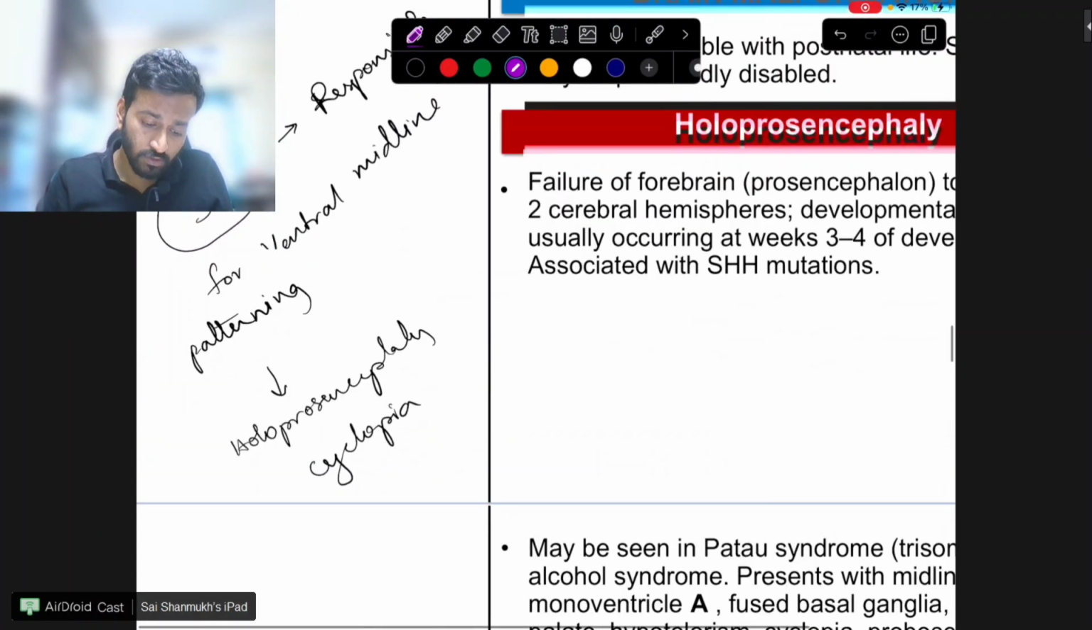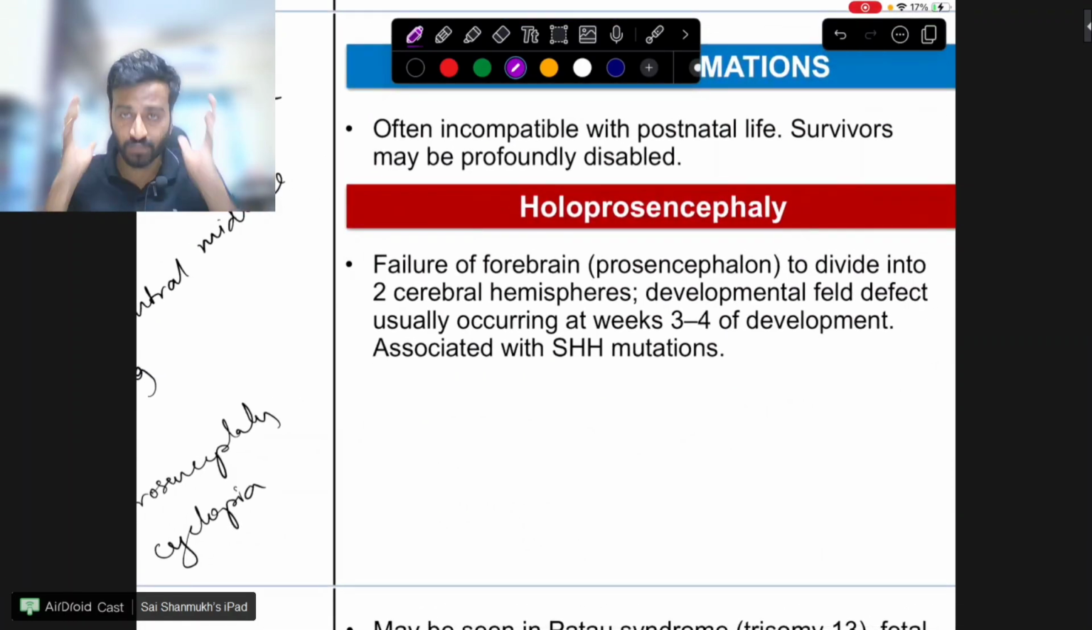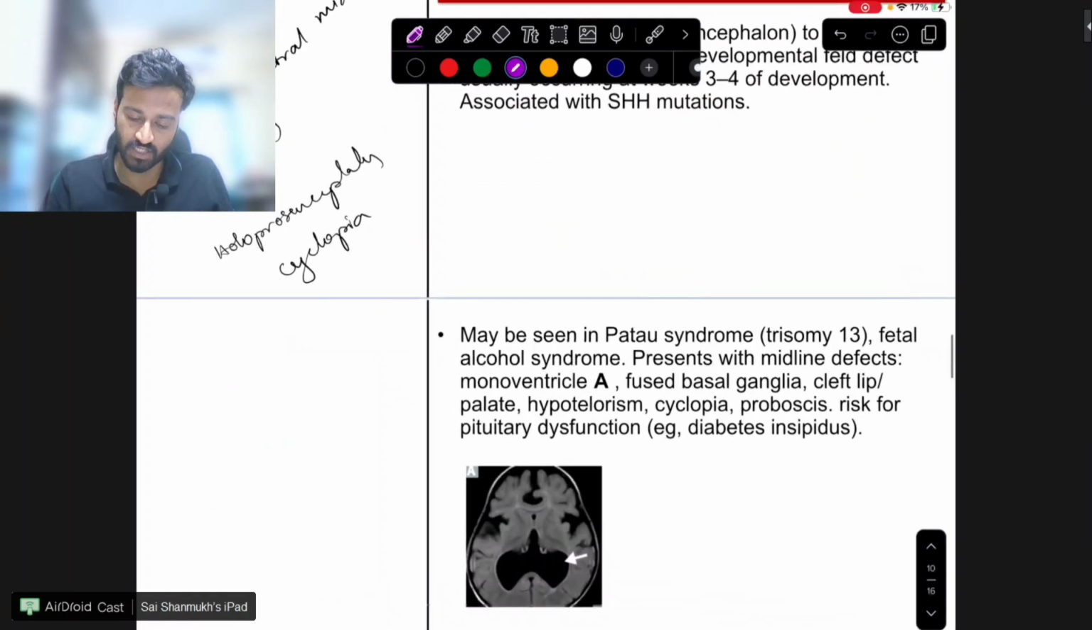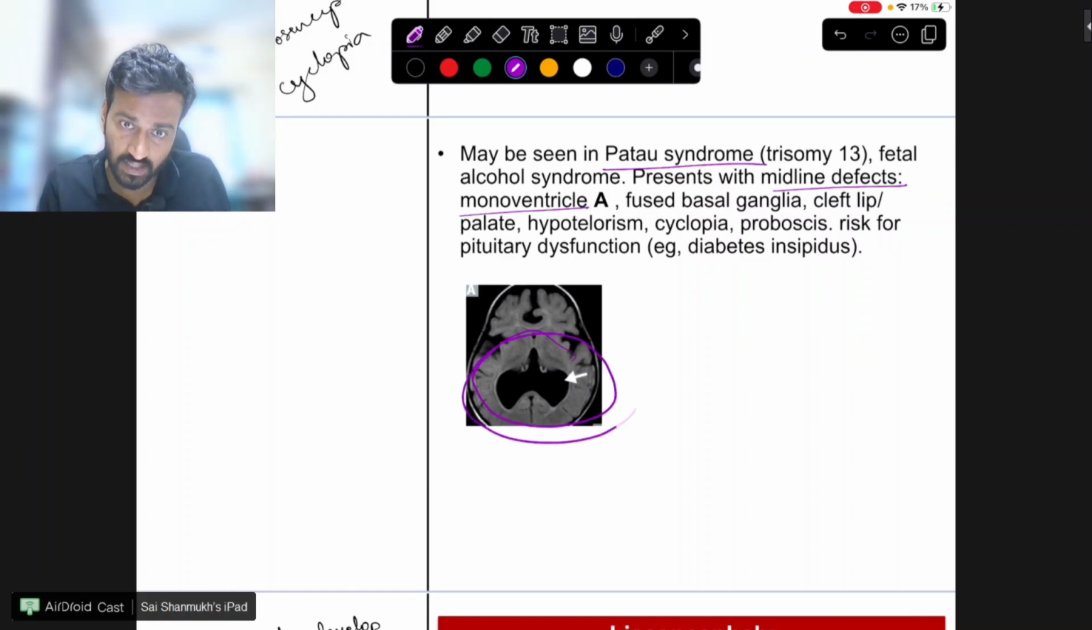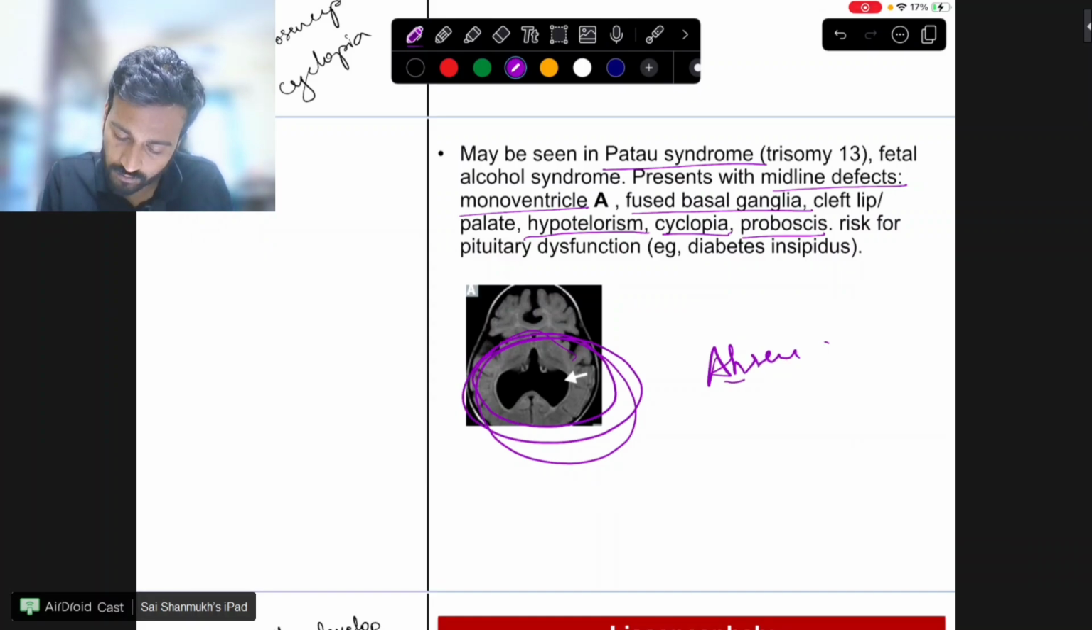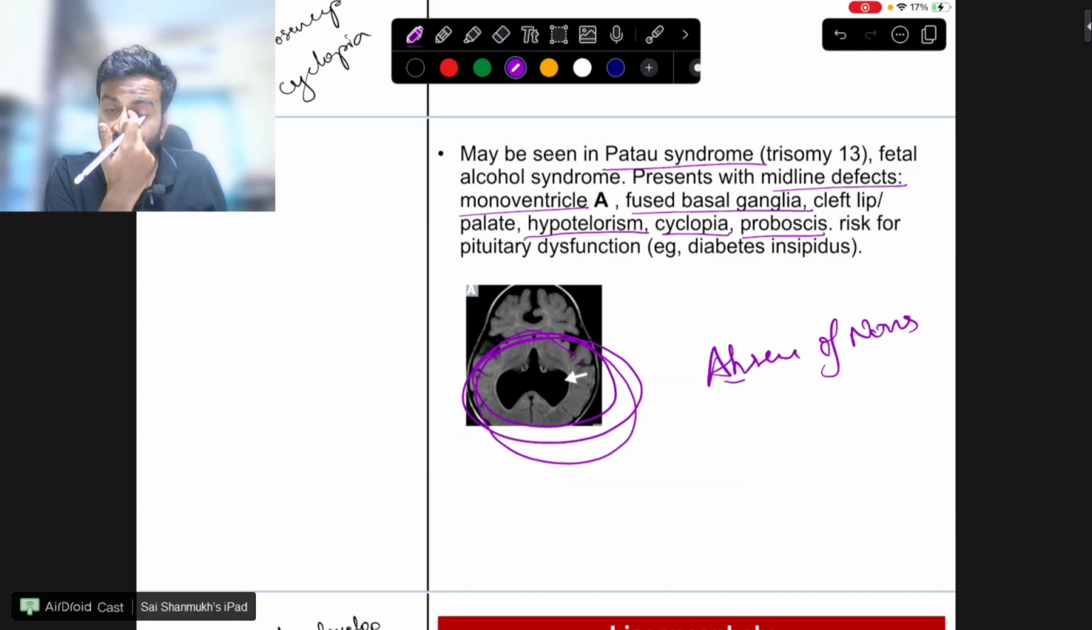This will lead to holoprosencephaly. That means the fused brain, no differentiation. This is seen in Patau syndrome, presenting with midline defects, as we have seen. Single ventricle, as you can see here. Fused basal ganglia, cleft lip, palate, hypotelorism, cyclopia, proboscis. Proboscis is absence of nose, and in place of the nose, there is a tube-like structure coming out above the eye, that we call proboscis. We see it in the insects.